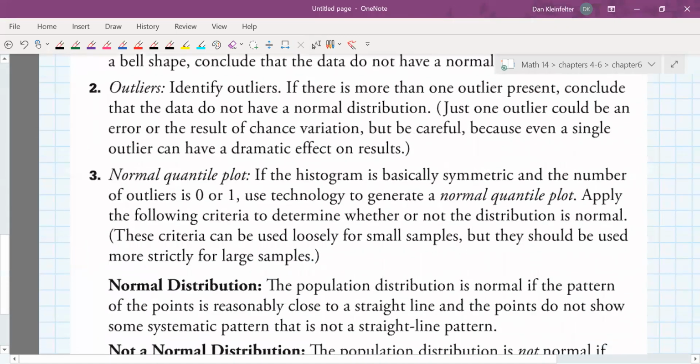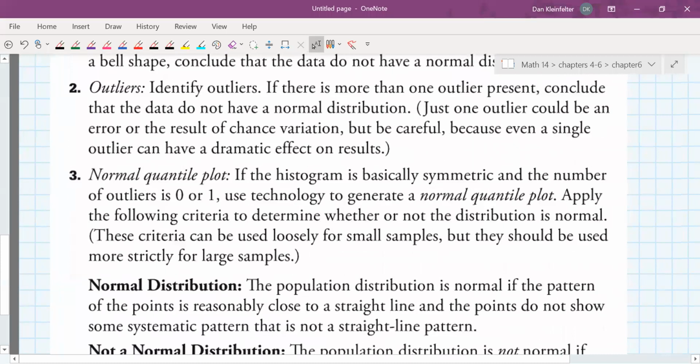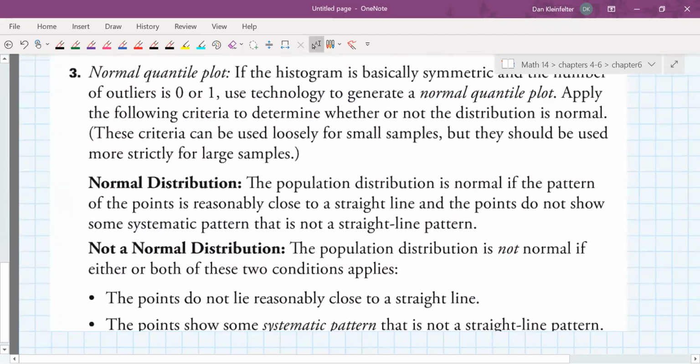Okay, make that normal QQ plot. If the histogram is basically symmetric and the number of outliers is relatively small, use technology to make the QQ plot. Nobody draws a QQ plot by hand. Apply the following criteria to decide whether or not the distribution is normal.